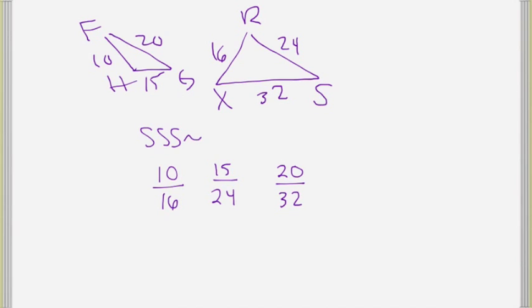So 10 to 16, does that reduce? Yeah, by 2 to give 5/8. 15 over 24, what does that reduce by? 3. By 3 to give 5 to 8. 20 to 32, does that reduce? By 4 to give 5 to 8. So it works out and we have a scale factor of 5 to 8.